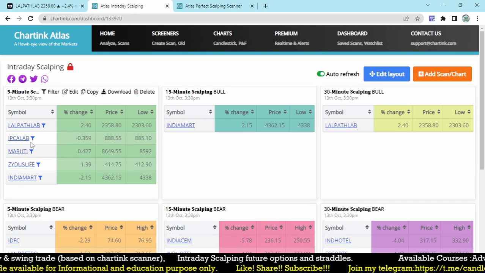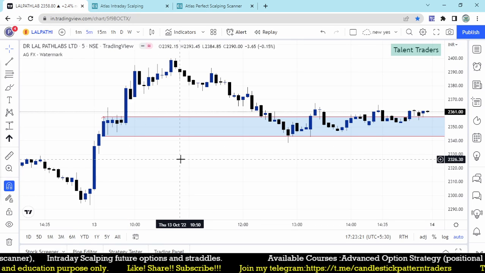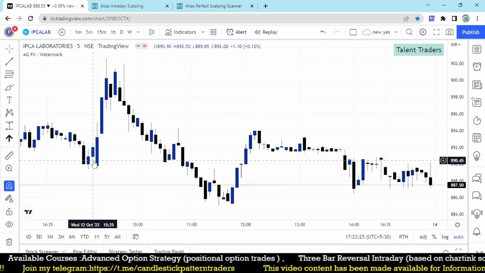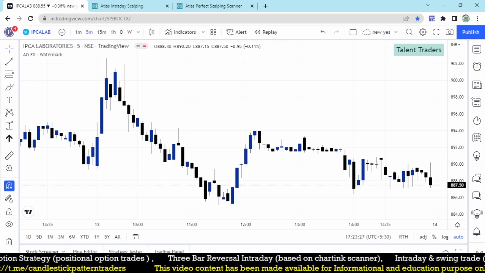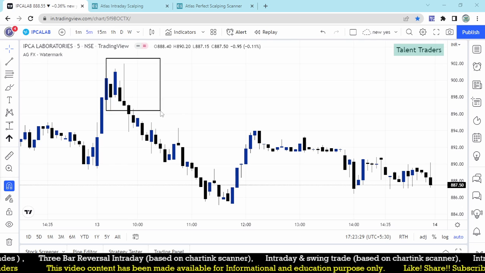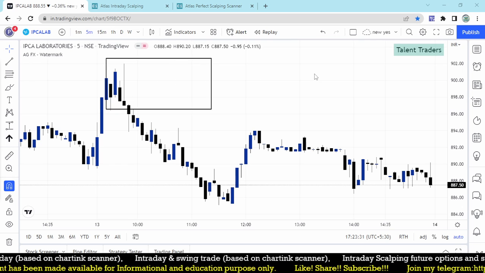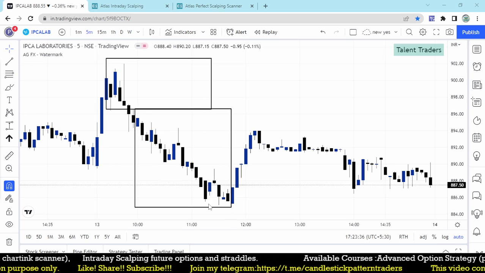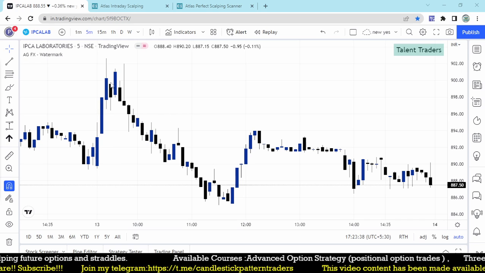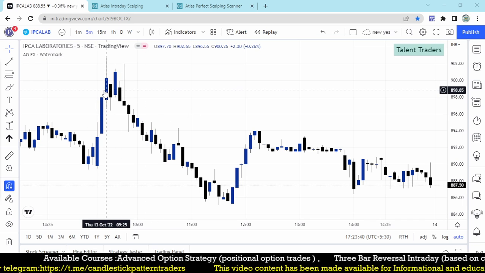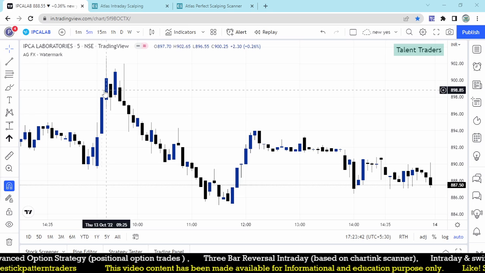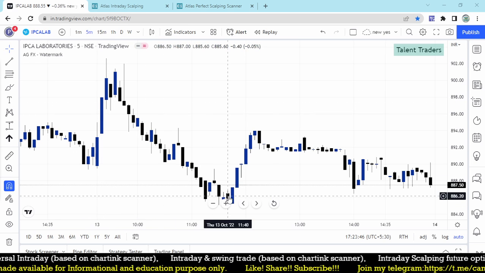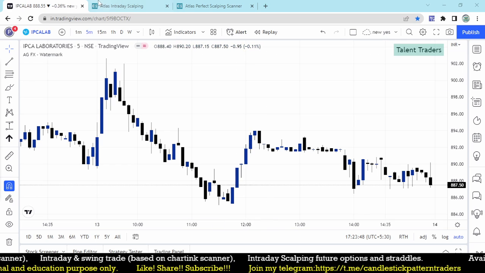And after that, IPCA Lab may be a reversal. Let's look at this: 1, 2, 3, and in this candle it never gave you the opportunity to take a trade on the buy side. Instead, it broke on the sell side, and it was giving huge returns. The risk for the trade is somewhere around 908 rupees from where it broke down, and it was a huge move on the 5-minute chart.